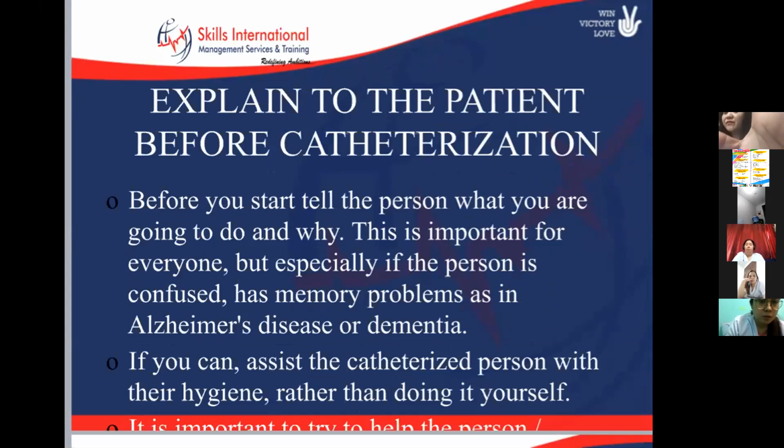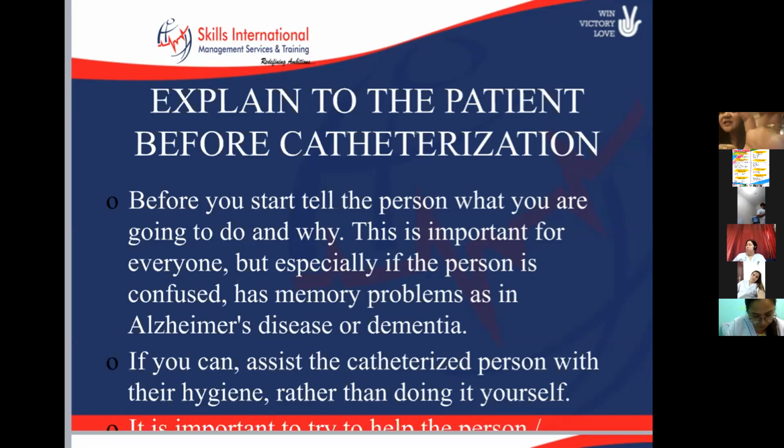Explain to the patient before the catheterization. Before you go there, you have to sterilize your hands, and then explain to the patient that you will do catheterization. Before you start, tell the person what you are going to do and why. It is important for them to know, especially if the person is confused and has a memory problem, like Alzheimer's disease or dementia. You explain it because they are not evacuating all the urine, so you have to put in a catheter.